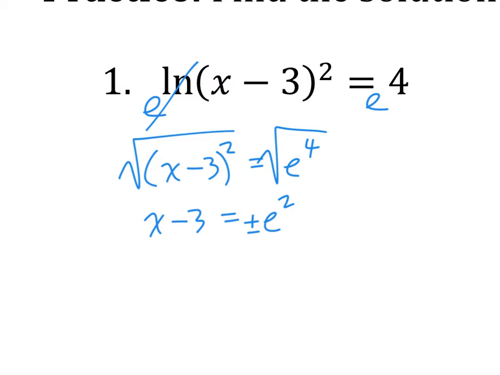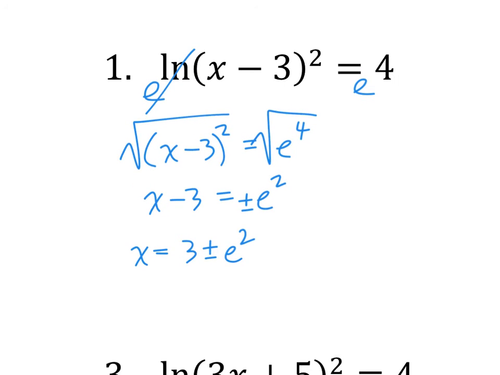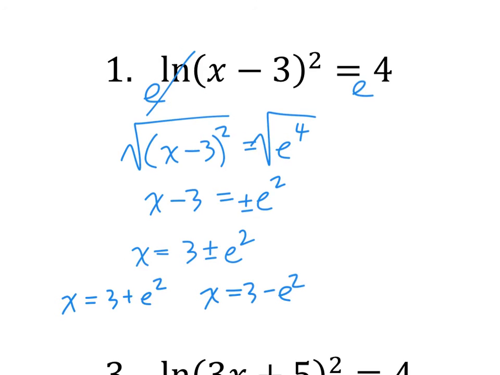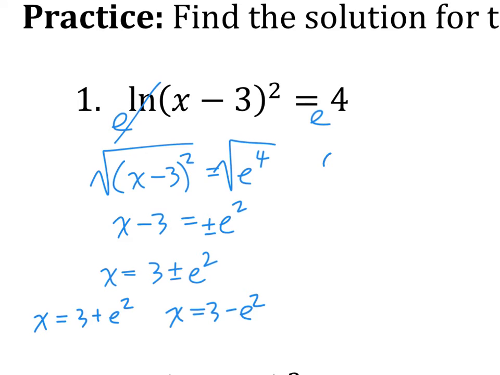Okay, so what's the next thing we need to do? Add 3. So 3 plus minus e squared. Okay, we gotta check to see which answer works. So we have two answers. It's either 3 plus e squared or 3 minus e squared. We're gonna put them back into the original equation. Okay, let's check.